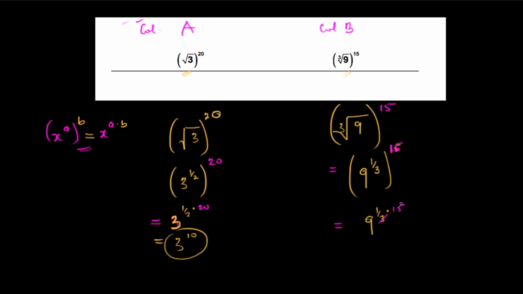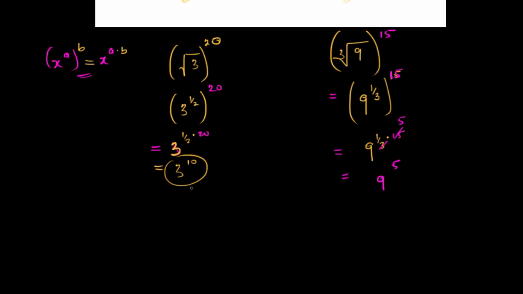So 3 into 15 gives us 5, but it doesn't stop there. What you obtain here is 9 to the power 5, but what we have here is in terms of 3. So let's see if we can break this down to be in terms of 3. 9 is the same thing as 3 squared, then all to the power 5. So 2 times 5 is 10, and what you have here is 3 to the power 10.